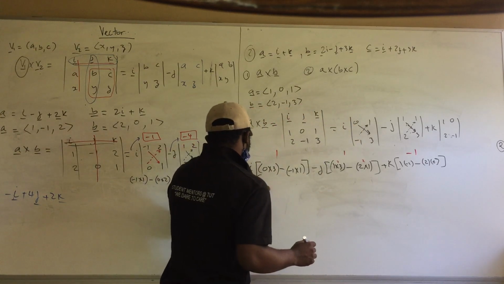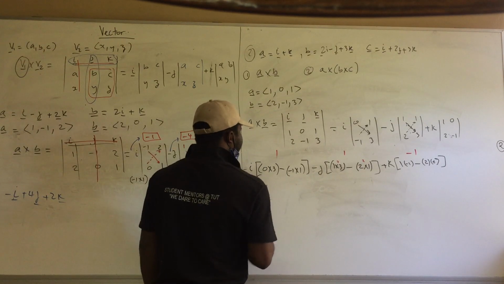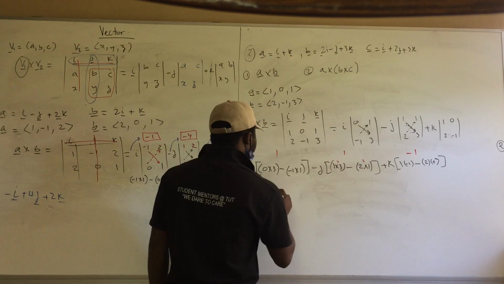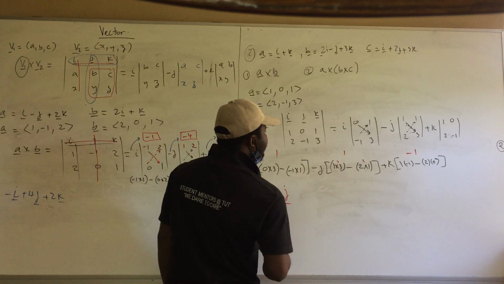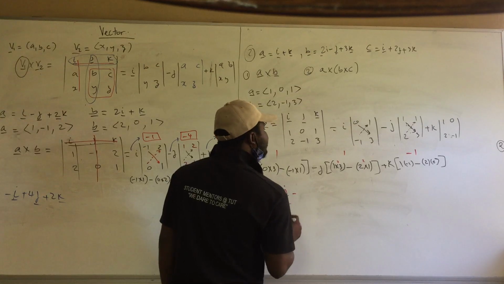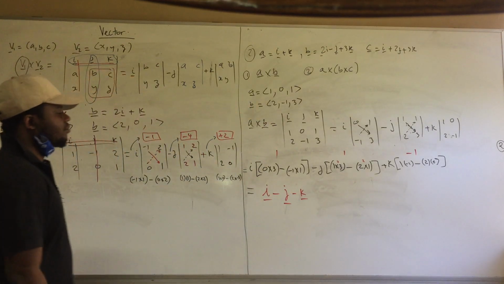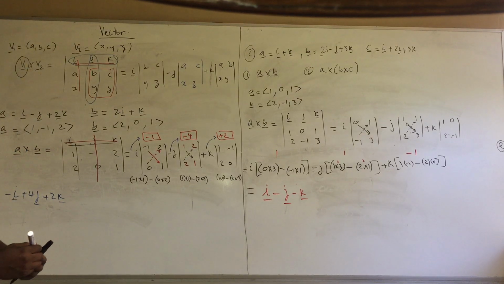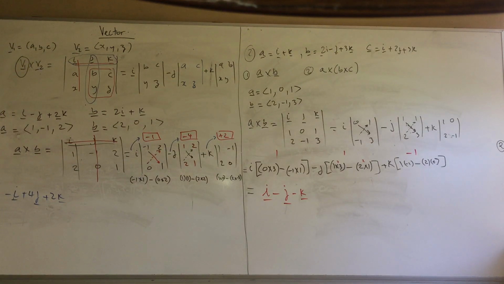So my final answer will be equal to minus 1I, minus 1J, and minus 1K. That's your answer. Now, let's do A cross B plus C.